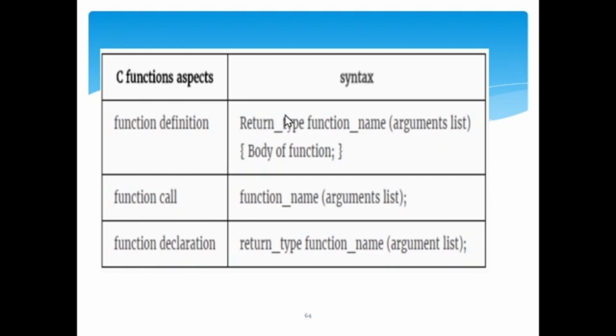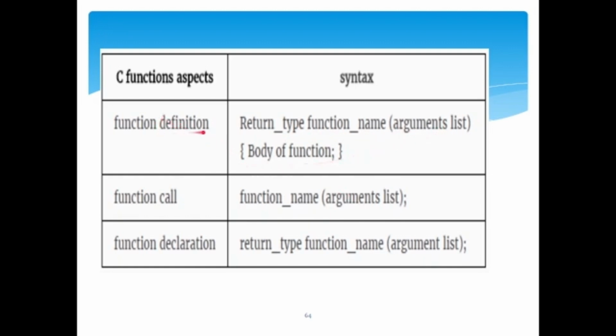The basic syntax for function declaration: whatever the return type and the function name. Return type is nothing but void, int, etc. And the function name, whatever name you want, and the arguments list, which contains a set of arguments. For a function call, you just need to write the name of the function and whatever actual arguments you want to pass. And the function definition: return type, function name, and the arguments list.